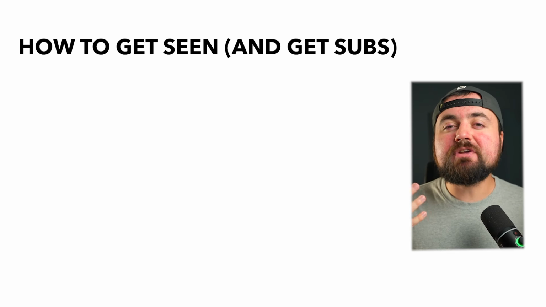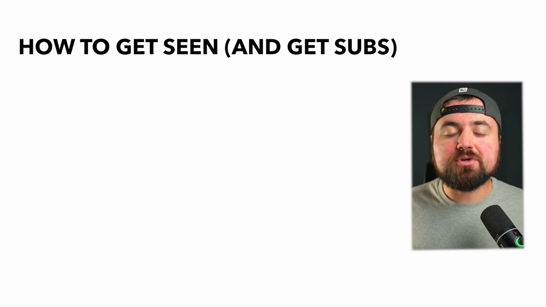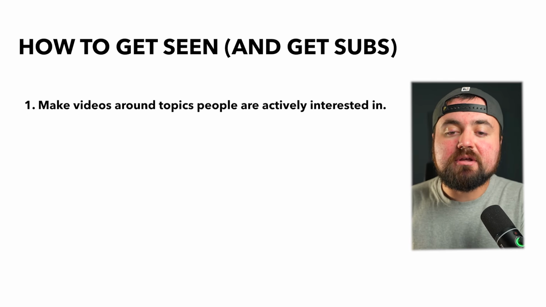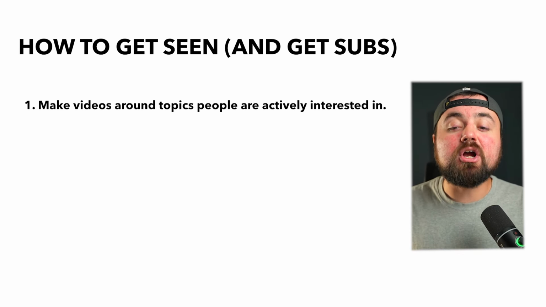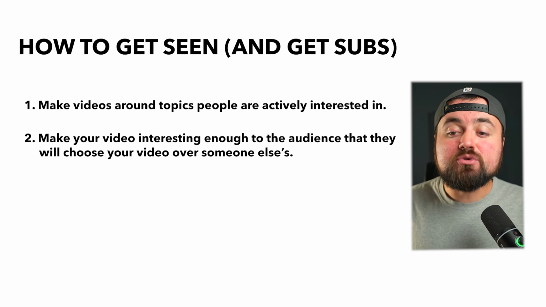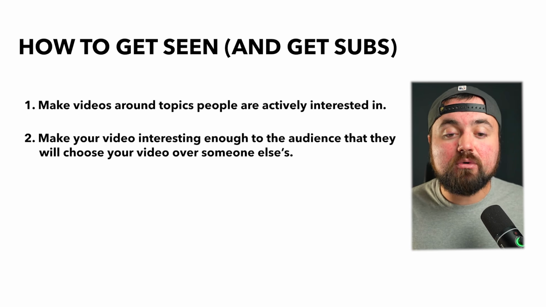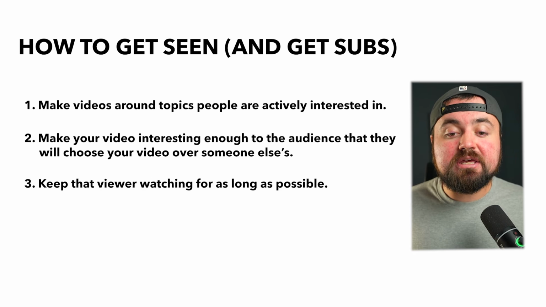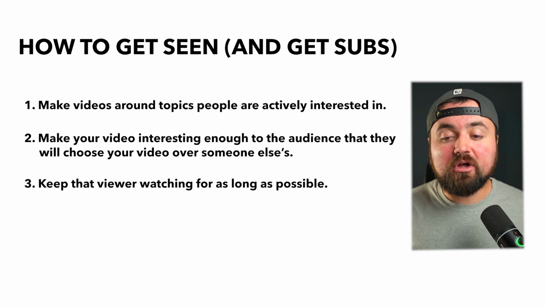Now, in order to understand this strategy, we need to first start with how YouTube works. To put it simply, when a viewer comes to YouTube, YouTube is paying attention to what they click on and what they watch, and will then recommend content based on that data. So in order to get your videos seen by more people and thus get more subscribers, you need to, number one, make videos around topics people are actively interested in. Number two, make your videos interesting enough to the audience that they will choose your video over someone else's. And number three, keep that viewer watching for as long as possible.